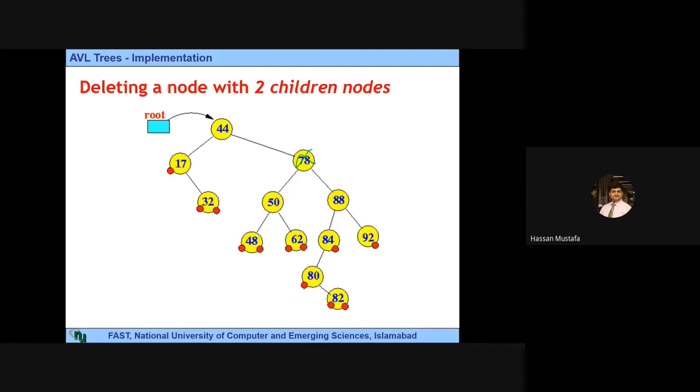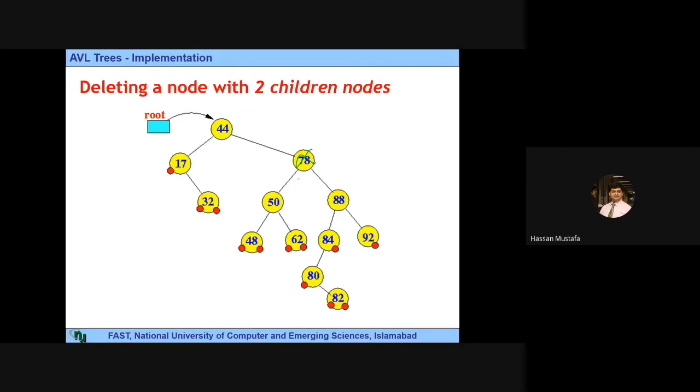We can adjust this 50 to the left of 80, but we know that this deletion would actually increase the height of this right side of 44. The height would be affected, and it might become double the height that was previously there.